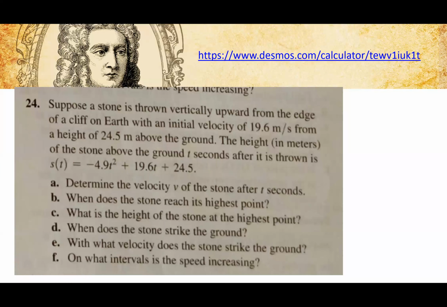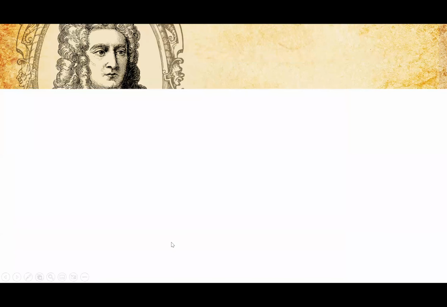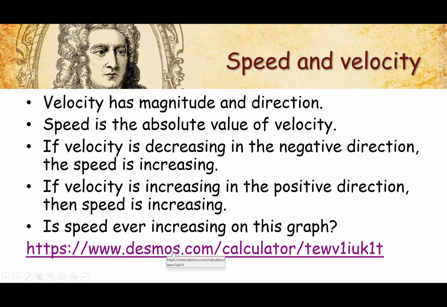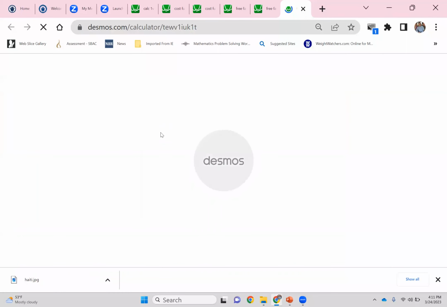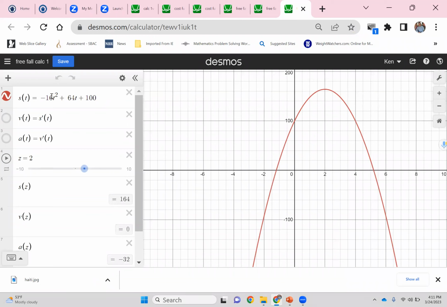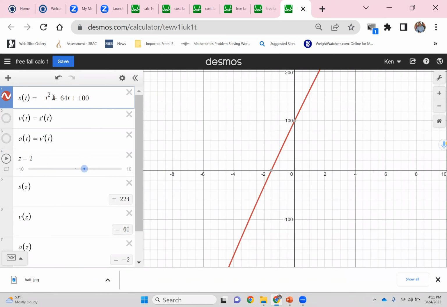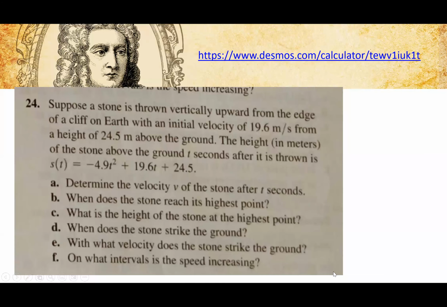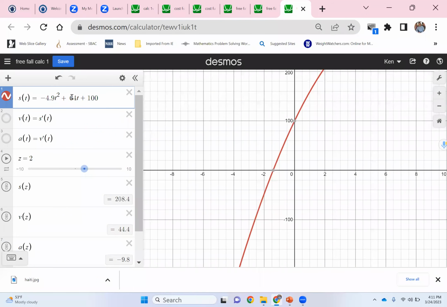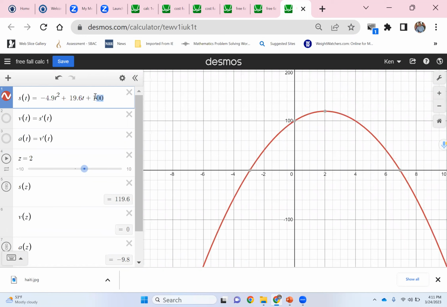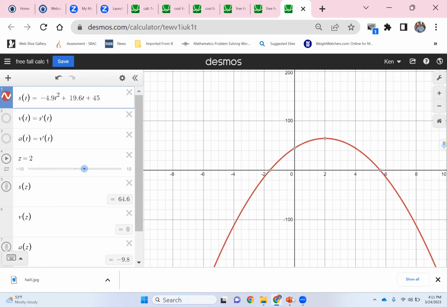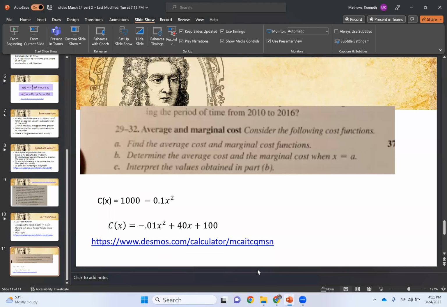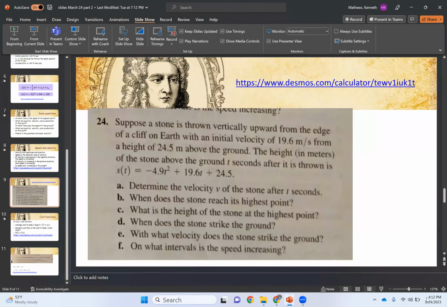So let me enter negative 4.9 t squared plus 19.6 t plus 24.5. Let's go back to our helpful hint.